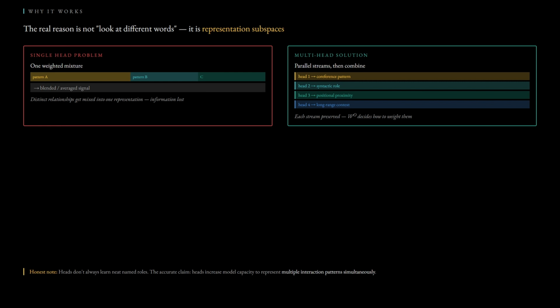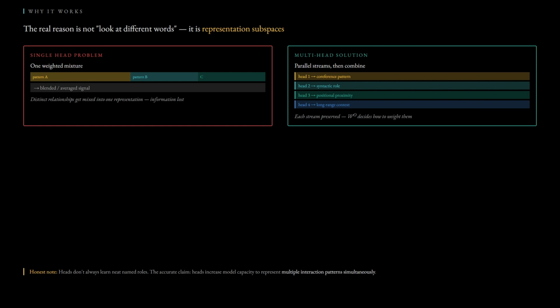One important calibration before moving on. You will often hear claims that individual heads learn specific roles. A syntax head, a co-reference head, a positional head. Probing experiments do find structured patterns in specific trained models, and those findings are interesting, but they are not design guarantees. The projection matrices learn whatever helps minimize the training loss, and the patterns they develop depend on the data, the task, and the specific architecture.